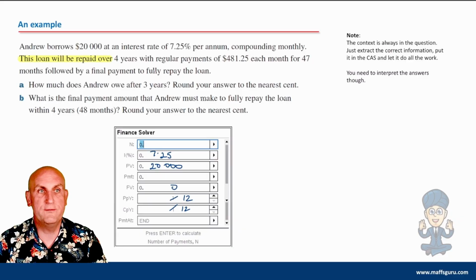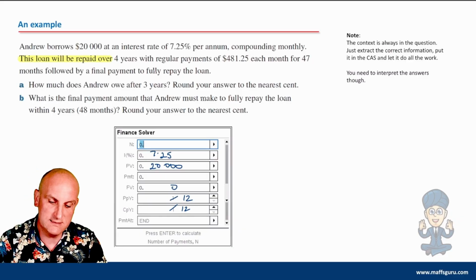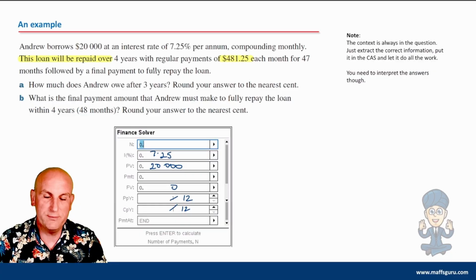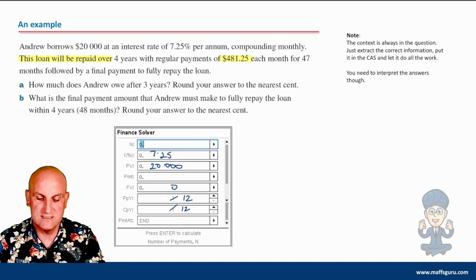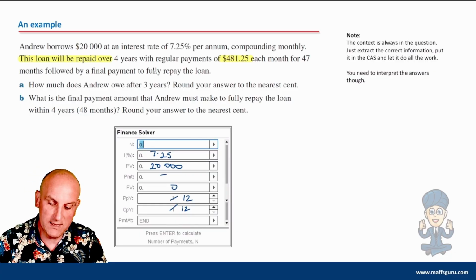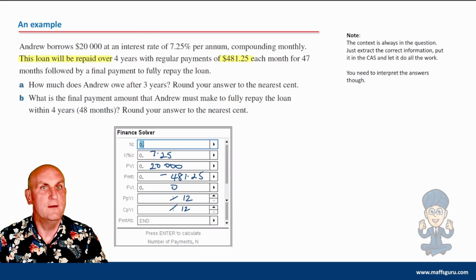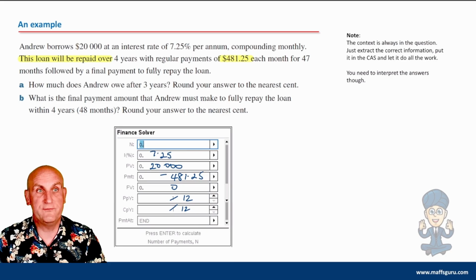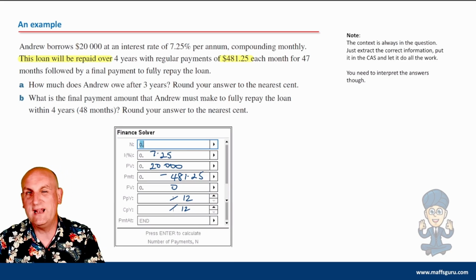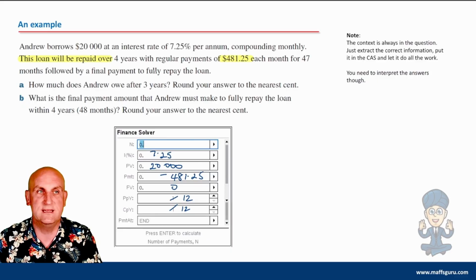It's going to be repaid over 4 years. Oh, that might become important later, with a regular payment of $481.25. All right, so Andrew borrows, but I've got to pay the money back. That payment has got to be a negative, so my payment is minus $481.25 each month for 47 months, followed by a final payment to fully repay the loan. Now again, with finance, it's unlikely that the last payment will be exact. You'll always either overpay or underpay, but I'll come back to that in a moment.